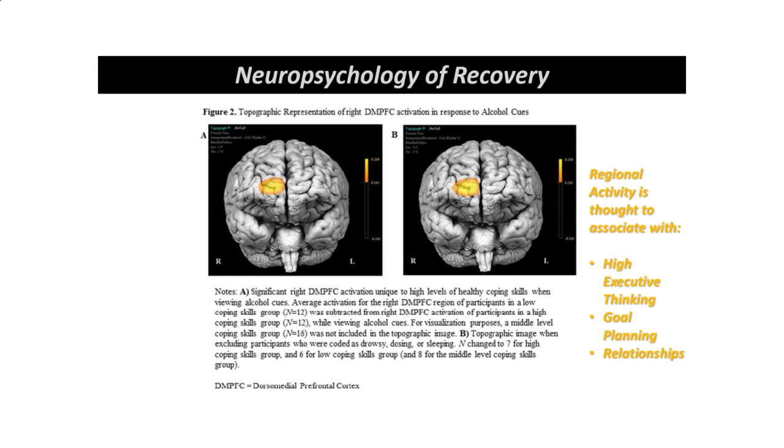But as you learn to cope, as you learn to do things differently, your brain fires and rewires and changes, and these parts of the brain that were previously dead, for lack of a better word, come back online. And this regional activity, particularly as we've shown it here, again is associated with high executive thinking, goal planning, thinking of relationships, and I would have you note that it's on the right side of the brain.